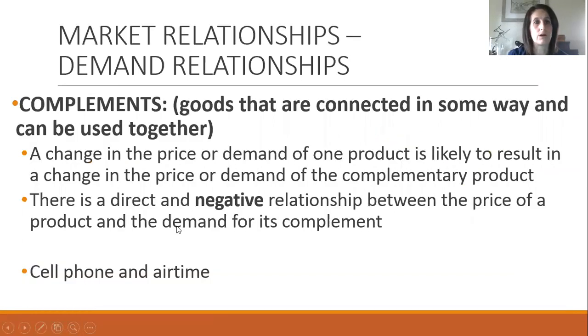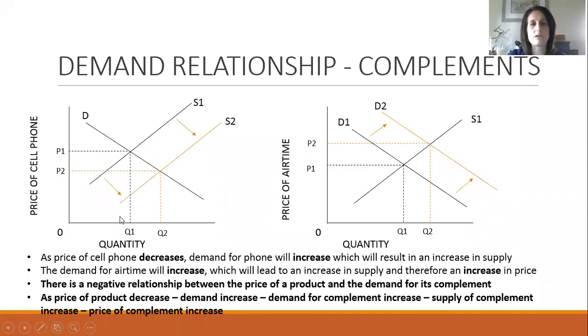Okay, complements. Goods that are used together or that are in some way connected to each other. I use the example of cell phone and airtime. So we've got the 2 graphs again. We're looking at cell phones first. The black lines are the original demand and supply of cell phones.